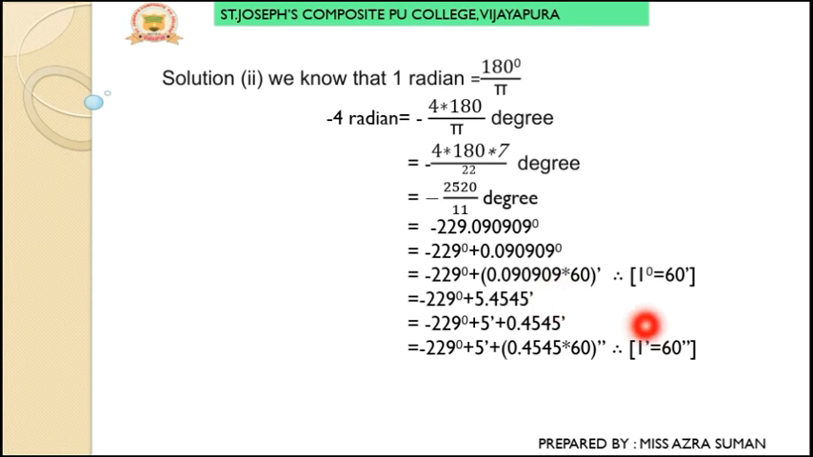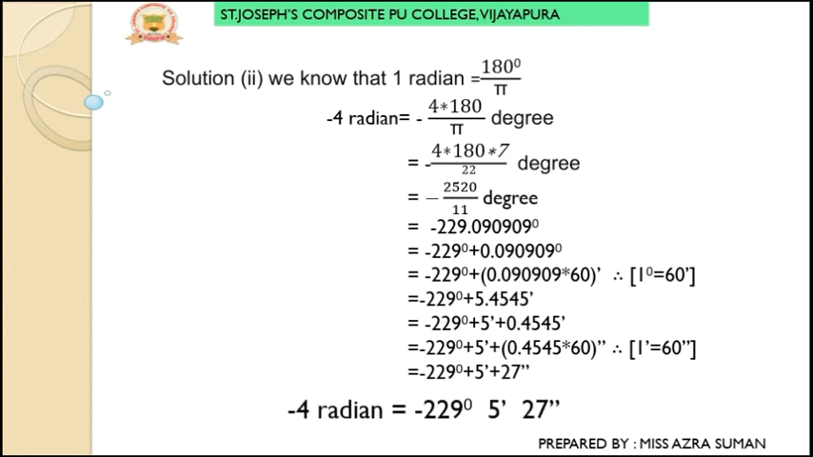And we know that 1 minute is equal to 60 seconds. Then the value for 0.4545 minutes is equal to 0.4545 into 60 seconds. On simplifying this, you will get minus 229 degree plus 5 minutes plus 27 seconds. Hence, the required value for minus 4 radian is equal to minus 229 degree, 5 minutes and 27 seconds, which is the required answer.